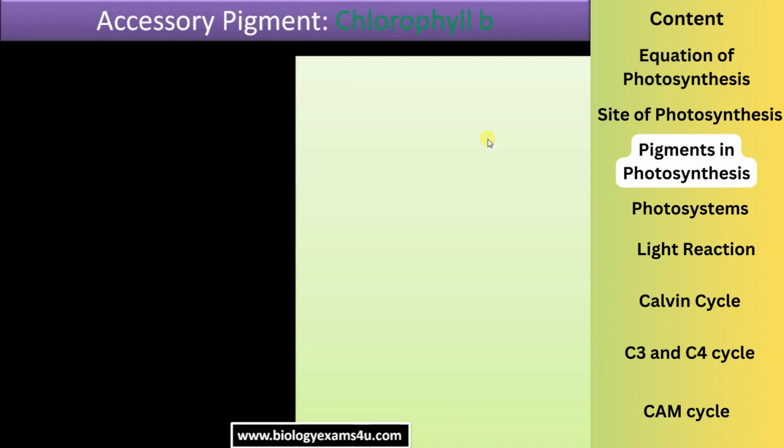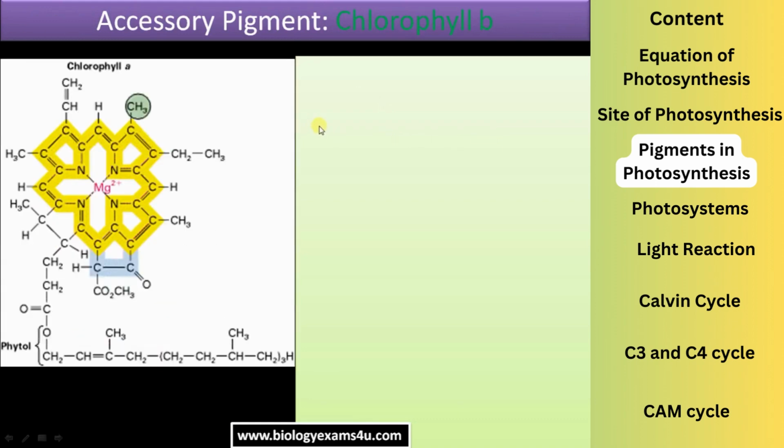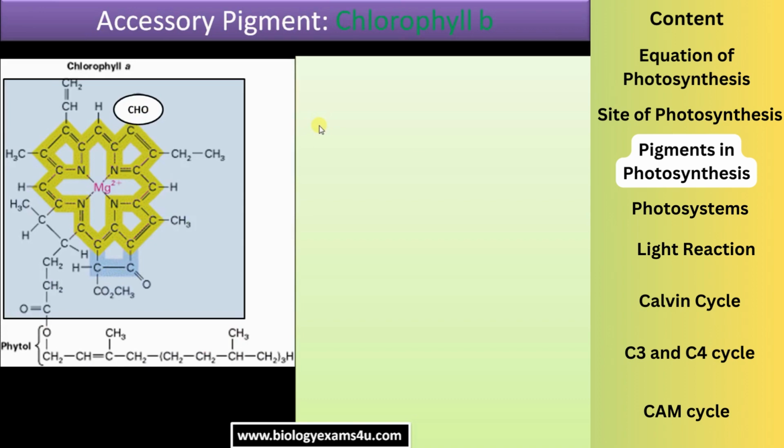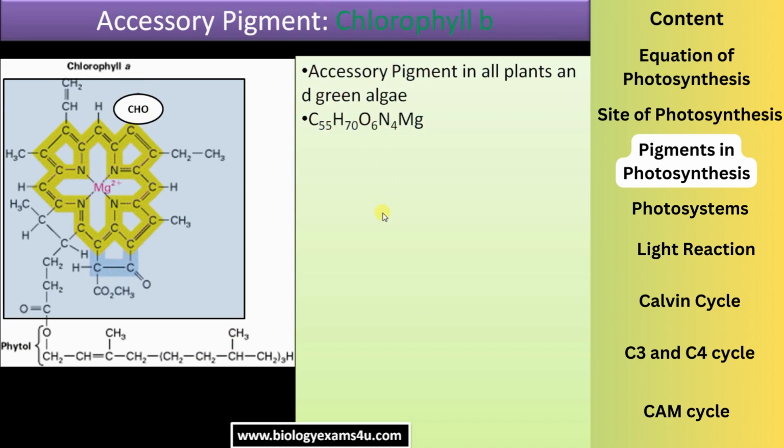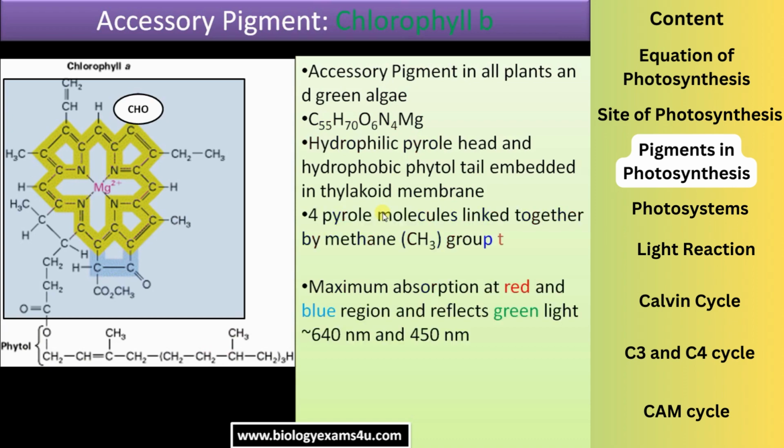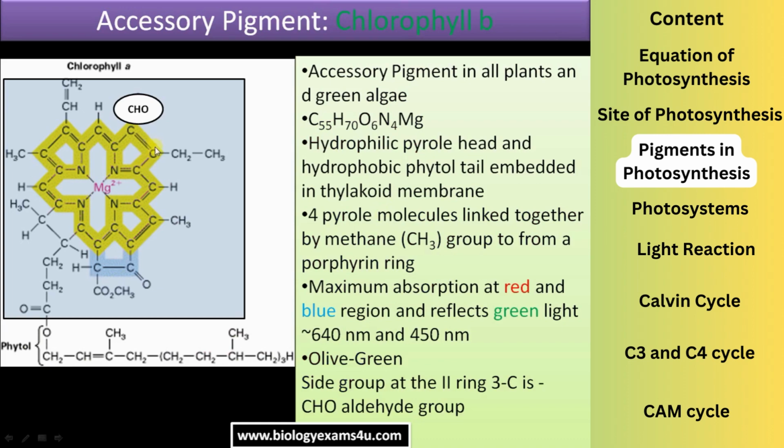Now accessory pigments. The first one is chlorophyll B, that is present in blue-green algae and also in all green plants. Chlorophyll B is the same as chlorophyll A, except that in the second ring, the side group, instead of a methyl group as in chlorophyll A, is a CHO group in chlorophyll B. The formula is C55H70O6N4Mg. The rest is the same. Maximum absorption is at the red and blue region and it reflects green light. The only difference between chlorophyll A and B is in the second ring, where the side group is a CHO group rather than a CH3 group as in chlorophyll A.